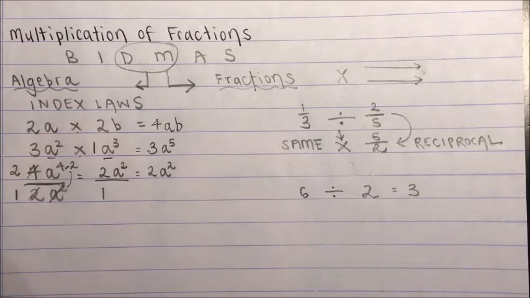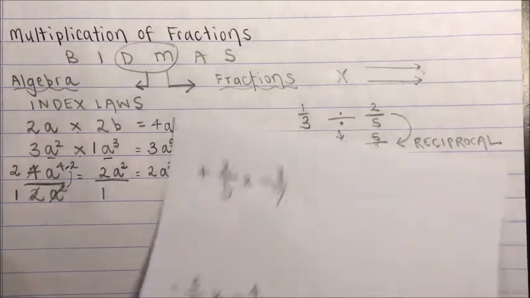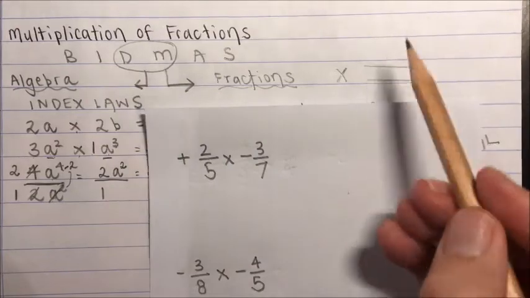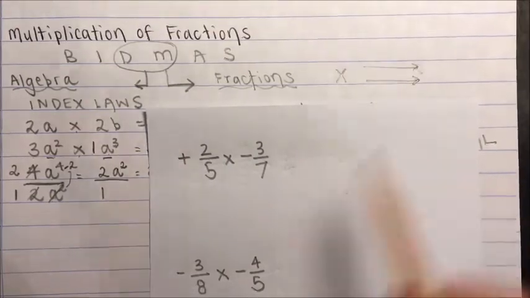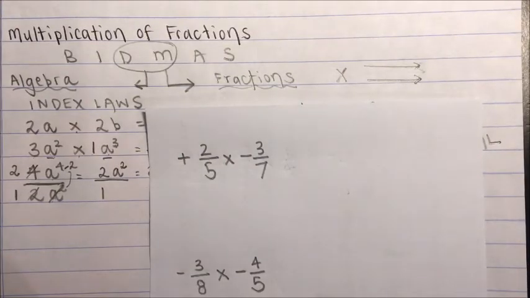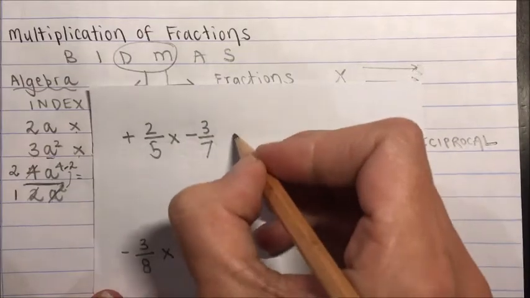So let's make a start with multiplying fractions. We just work left to right across the numerator and left to right across the denominator. No need to find common denominators, so no need for multiples. We can just work straight across from here.